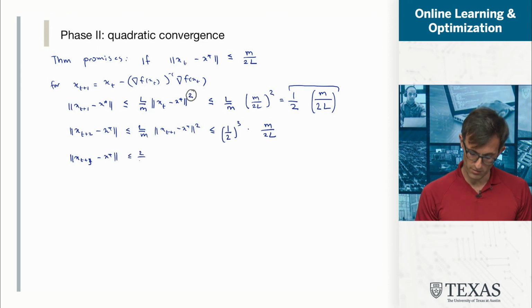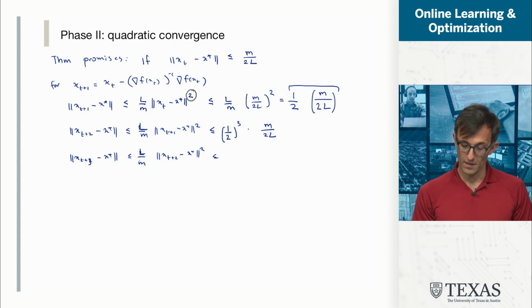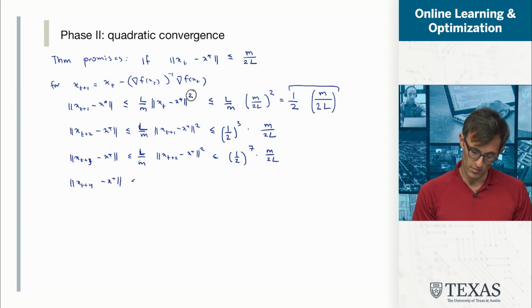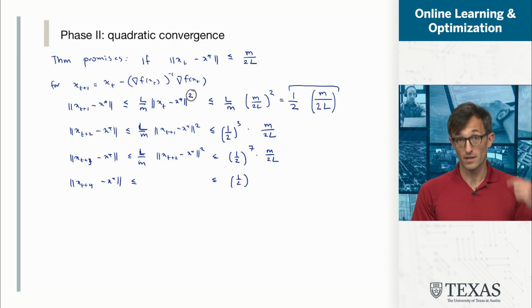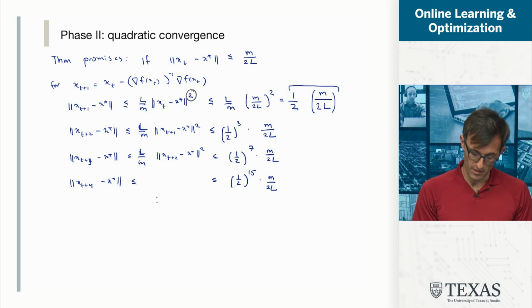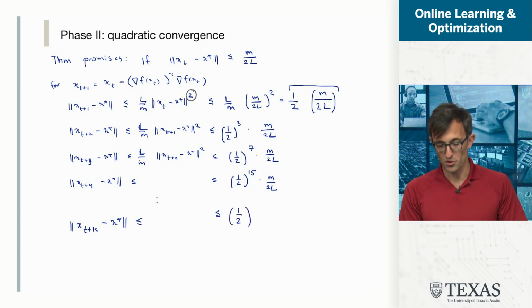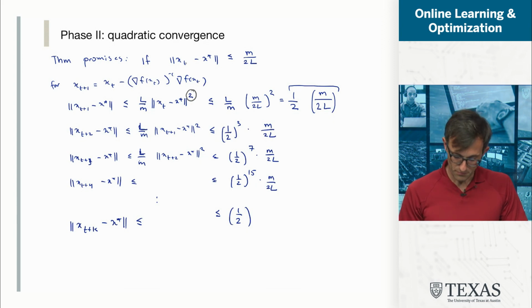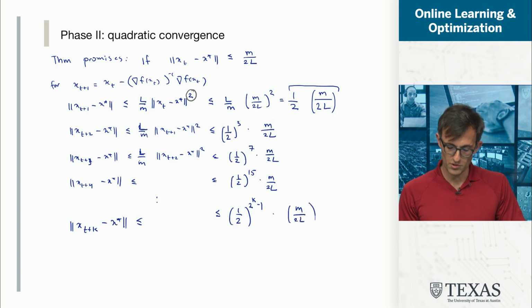x_{t+3} minus x star is less than or equal to L over little m times x_{t+2} minus x star squared. Squaring, I'm going to get 1/2 to the 6th, and I'm going to pick up another copy of a half, just like we did before. This will be 1/2 to the 7th times m over 2L. Repeating, x_{t+4} minus x star will be less than or equal to 1/2 to the 7 times 2, that's 14, plus another half, so 1/2 to the 15 times m over 2L, and you can see the general pattern here. So after k steps, x_{t+k} minus x star is going to be upper bounded by 1 over 2 raised to the 2 to the k minus 1 times this thing m over 2L, which is no longer important to us.